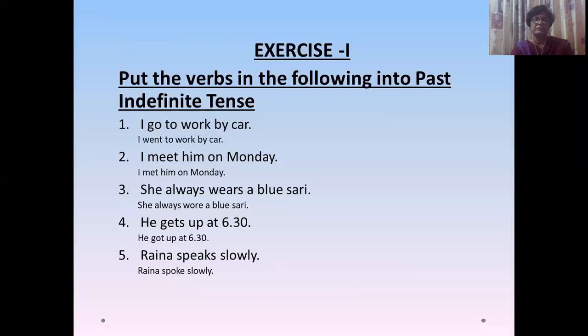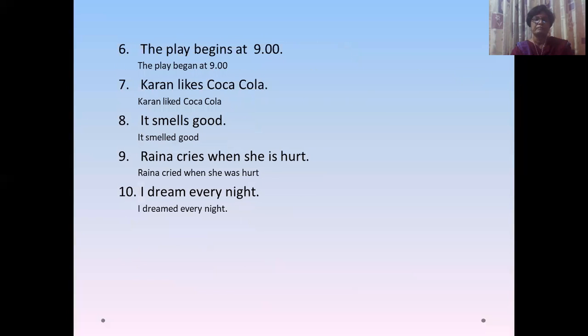Now the fourth sentence is, he gets up at 6:30. Now here the verb is gets. It will be changed into got. He got up at 6:30. Now the fifth sentence is, Rena speaks slowly. Now we'll see what's the verb here. It is speaks. So in past tense it will become spoke. So the sentence will be, Rena spoke slowly.